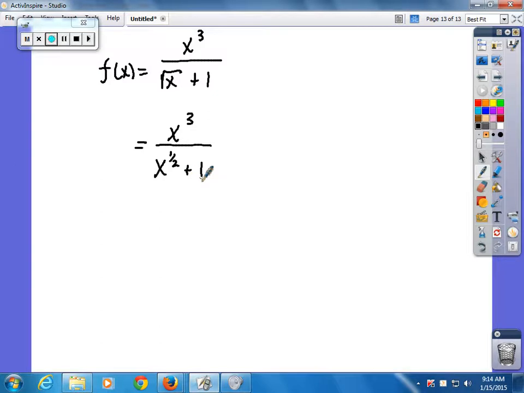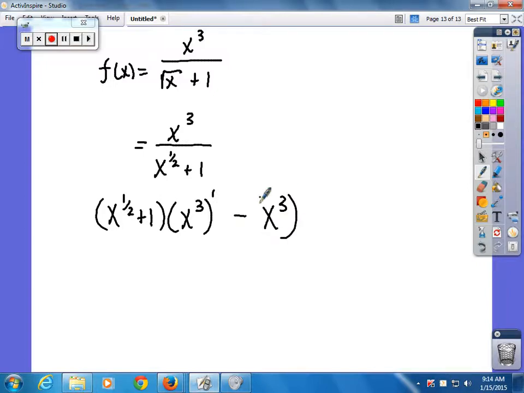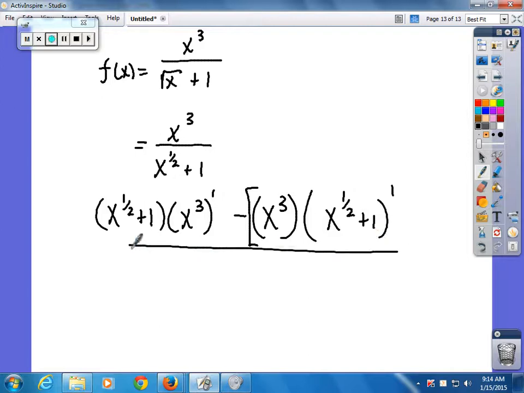So, the quotient rule: denominator times numerator prime, minus the numerator times the denominator prime, over denominator squared. That looks too much like a 1. All right, so x to the 1/2 plus 1.